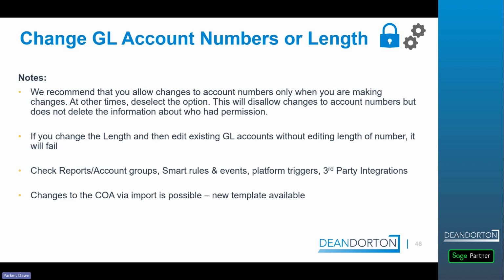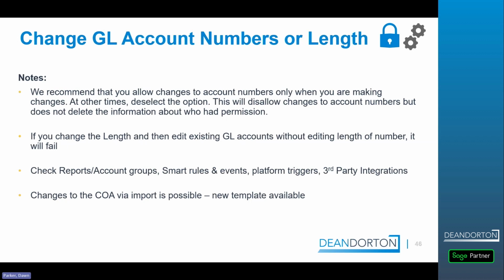So if you have an account number with 4 digits, let's say you have account number 5,000, but you change the configuration to make it 6 digits, and you go back in to edit account number 5,000, it will not let you save it until you make it 6 digits. So keep that in mind.